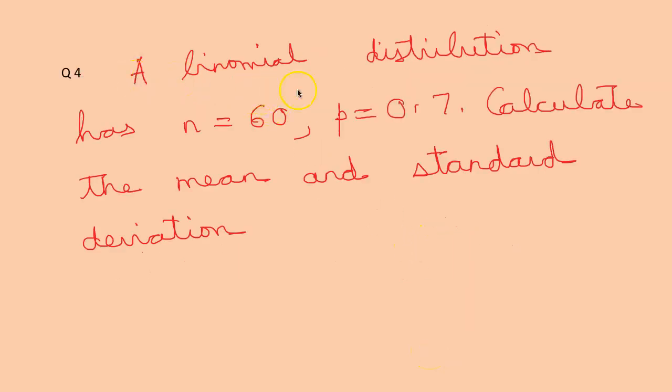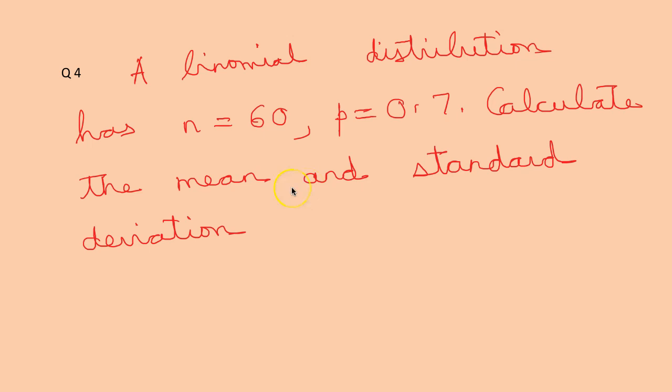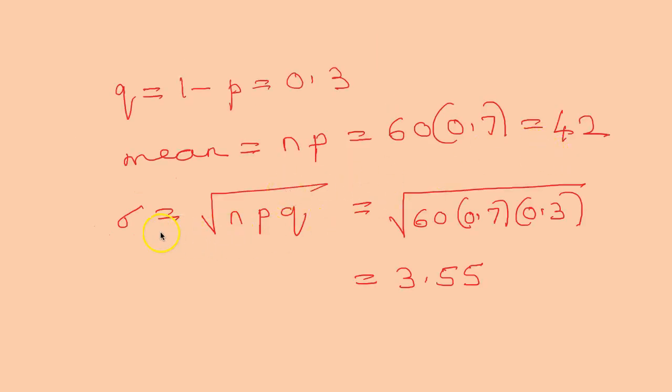Coming to question 4, a binomial distribution has n equal to 60 and p equal to 0.7. Calculate the mean and standard deviation. Now q is 1 minus p, which is 0.3. Mean is np, which is 60 into 0.7 because n is 60, so this is 42. Standard deviation is square root of npq, that is root of 60 into 0.7 into 0.3, that is 3.55.